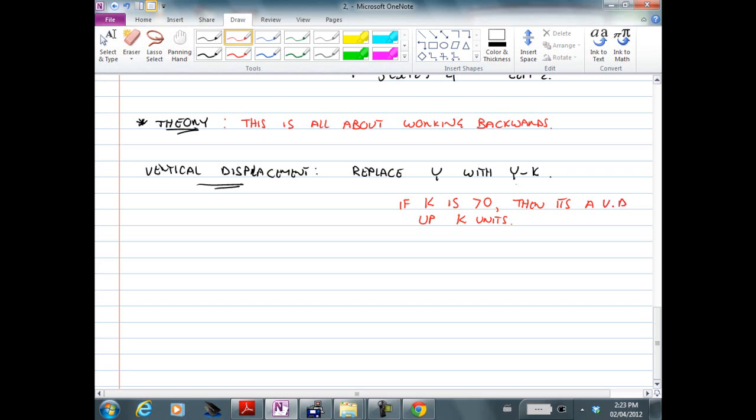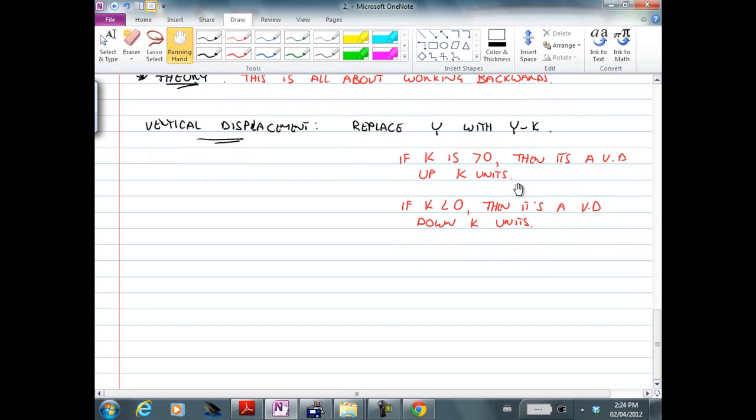This sounds tricky and confusing. Here's the reason why. If k is less than 0, then it's a vertical displacement down k units. I'm going to give you a question. I'm going to show you the theory behind this. In every question we've been working with, it is y equals f of x. I'm going to give you an example where it's no longer f of x, because somebody said, Miss, no, I hate working with that. I'm going to give you this.